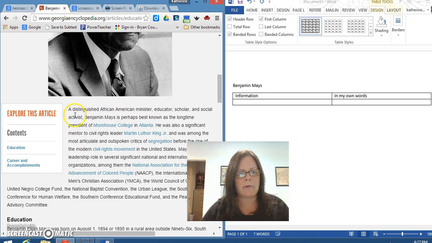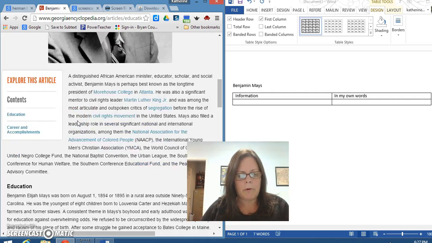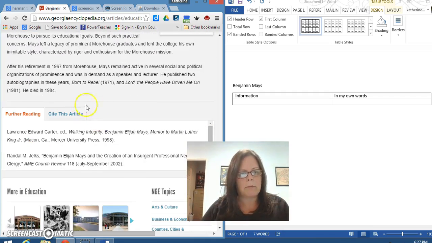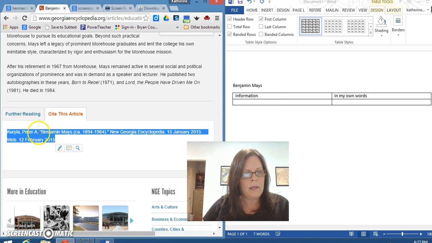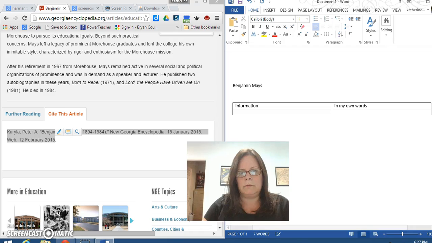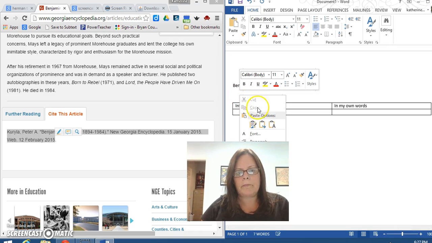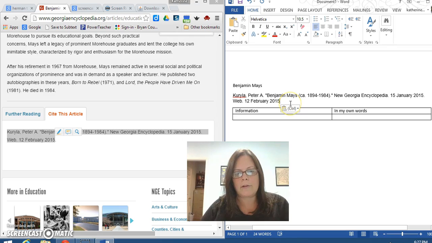But just to get some background information, before I even start, I want to scroll down to the bottom of this, and you'll see there's a tab that says Cite this article. So the first thing I want to do is go ahead and click on that, and I'm going to copy and paste this into my Word document. That way, now that I'm going to actually copy and paste other information into my left column in my Word document, I know that I'm giving proper credit to the author of this article.